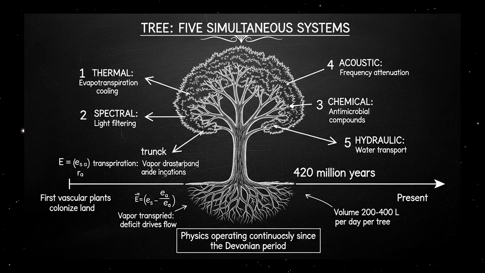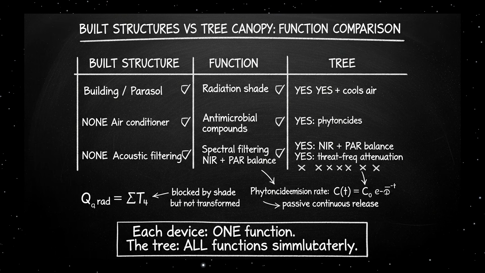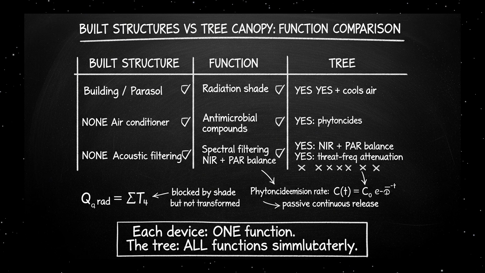And beneath all of it, a tree that has been running these 5 systems continuously, transpiring hundreds of liters of water through physics that has been operating since the first vascular plants colonized land 420 million years ago. No built structure replicates this. A building provides radiation shade. It blocks photons but does not cool the air, filter the spectrum, manufacture antimicrobial compounds, or acoustically filter threat-relevant frequencies.